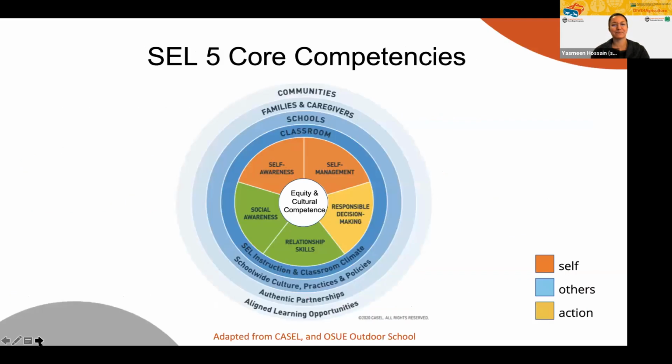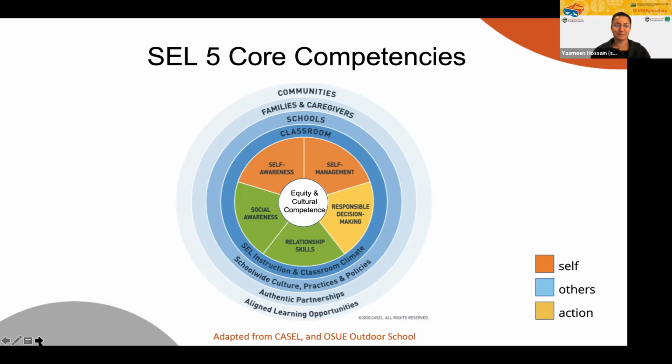Okay, so I keep talking about the SEL 5 core competencies, the CASEL framework. So you may have, again, heard of CASEL before. You may have seen this wheel before. We have adapted the wheel slightly in the very center, the white circle. You see that we put equity and cultural competence in the center because it needs to be front and center and embedded throughout SEL. And I will talk about that a little bit more in a couple of slides.